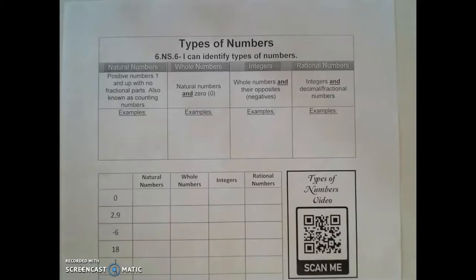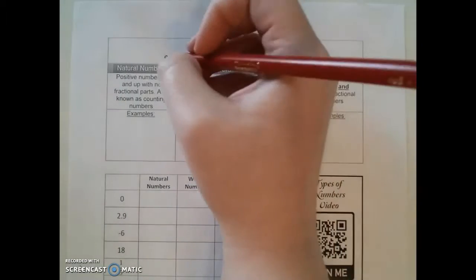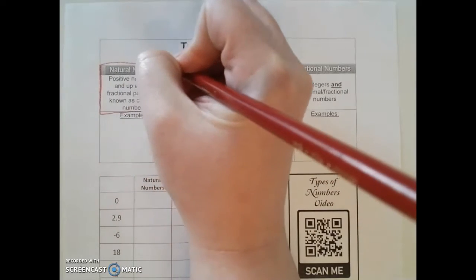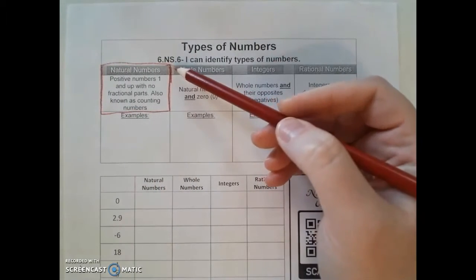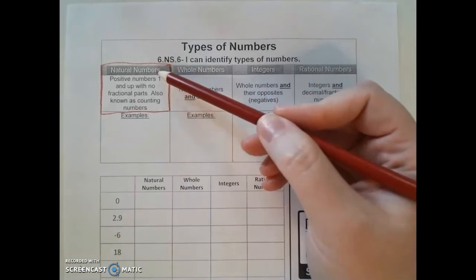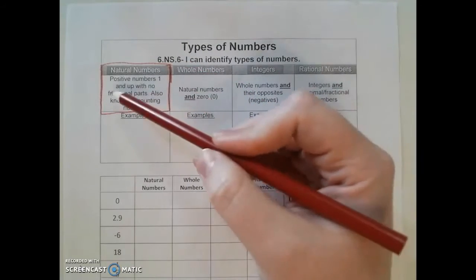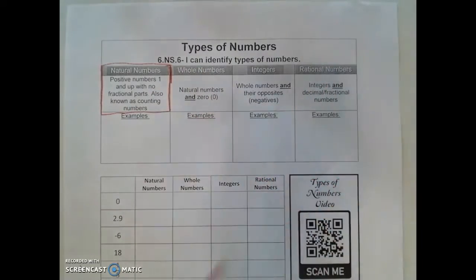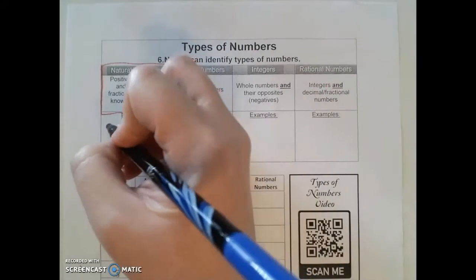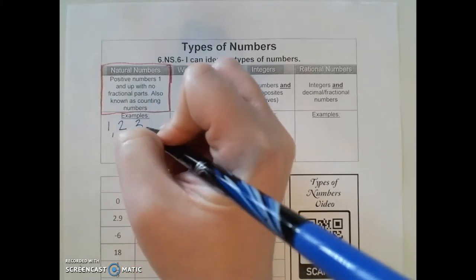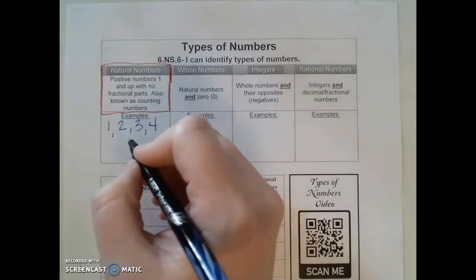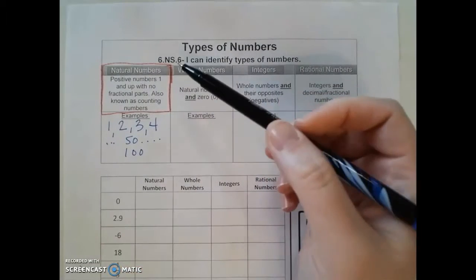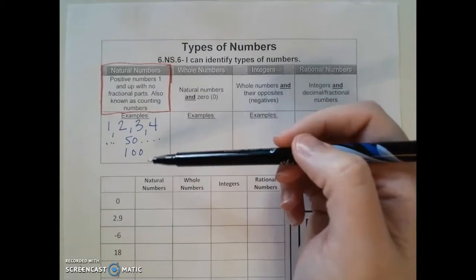So natural numbers, I'm going to outline in red just so I have a little highlighted here, so it'll stand out for me. Natural numbers are our positive numbers, 1 and up with no fractions, also known as our counting numbers. So for example, we could say 1, 2, 3, 4, and continue on even to go maybe to 50, and continue on to 100. All of those are our natural numbers.